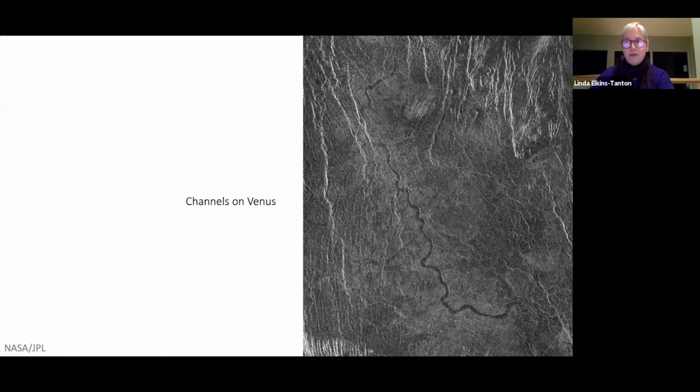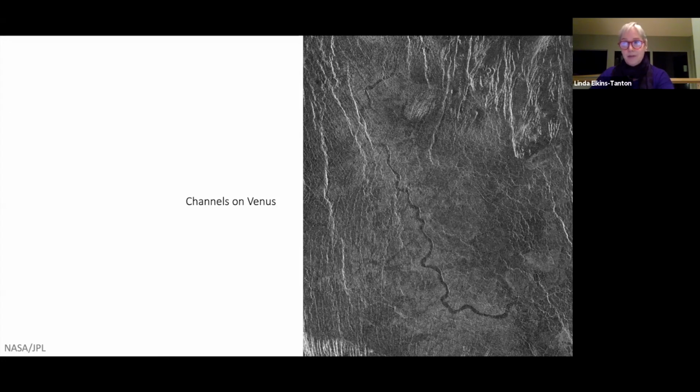And these channel-like features are common on the plains of Venus. Another Venusian channel, not this one, a different one, is more than 7,000 kilometers, 4,200 miles long, longer than the Nile River, which is Earth's longest river, thus making that Venusian channel the longest known channel in the solar system. Both ends of its channel are obscured, so maybe the original length was even longer.